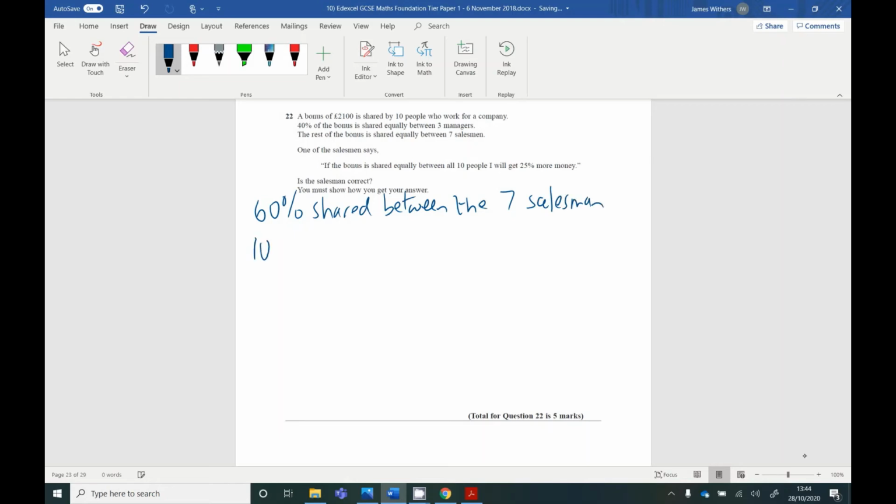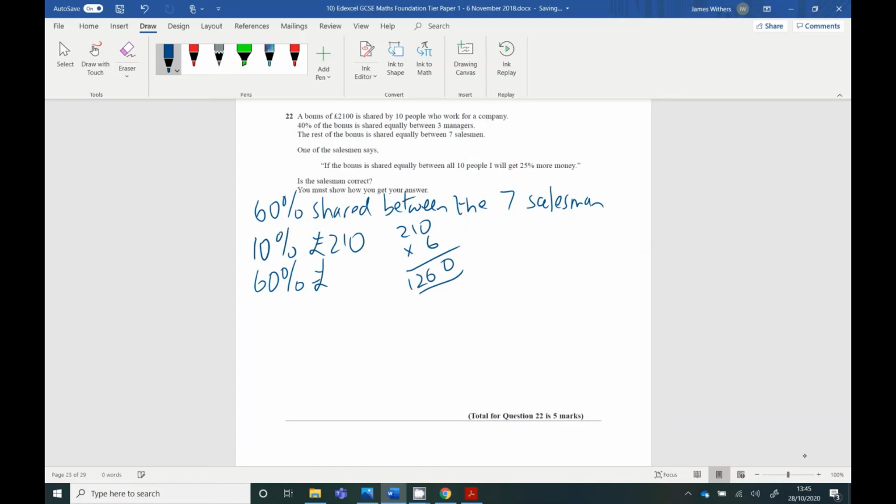So 10% of 2,100, always start off with 10% because 10% is a tenth. It's easy to divide by 10. 2,100 divided by 10 is £210. So that's what 10% would be. So 60% is going to be 6 times this amount. So 210 multiplied by 6. So that's £1,260.